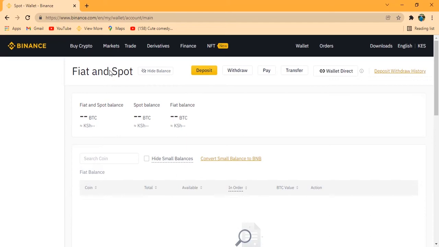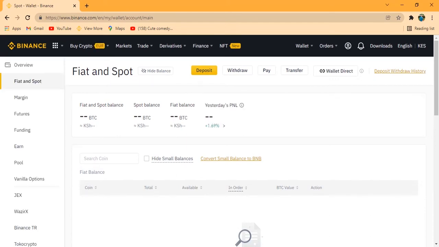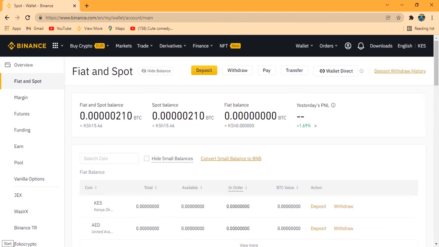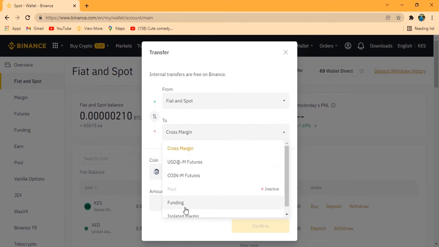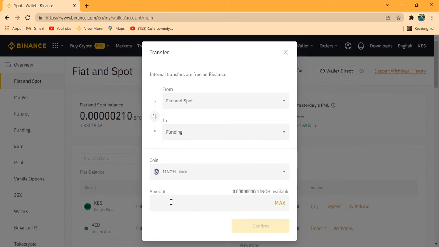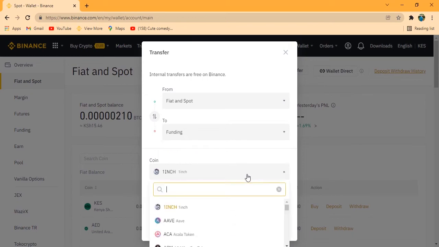Now this is the fiat and spot wallet, and here is where we are going to transfer our money from the funding wallet. All you have to do is click transfer. You can see it says here from spot and fiat and spot to cross margin, so we are going to change this one to funding. Then, down at coin, you select which coin you bought in P2P.